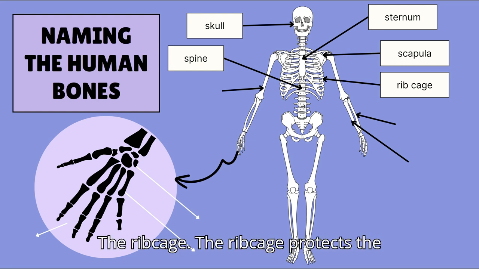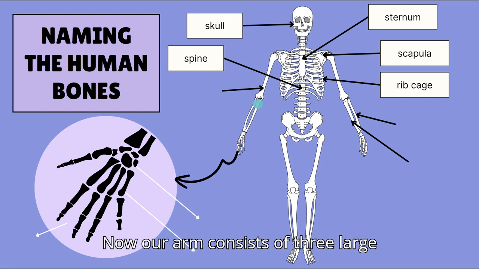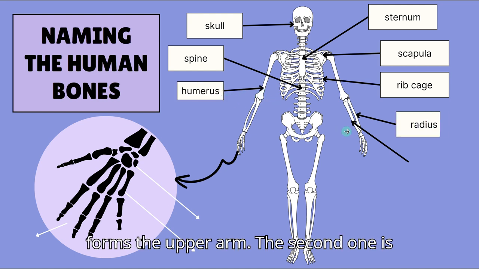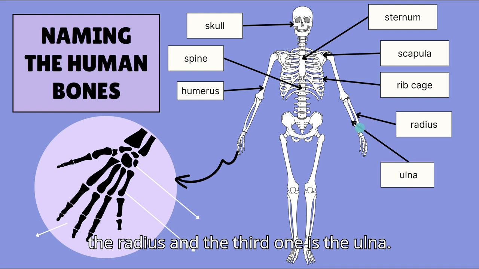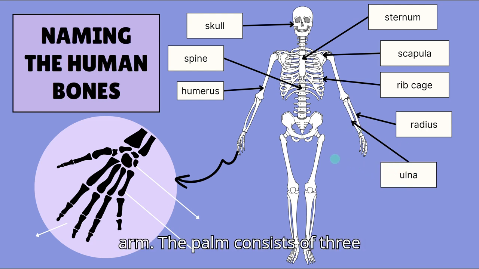The rib cage. The rib cage protects the heart and the lungs. Now our arm consists of 3 large bones. The first one is the humerus, which forms the upper arm. The second one is the radius, and the third one is the ulna. The radius and the ulna form the lower arm.